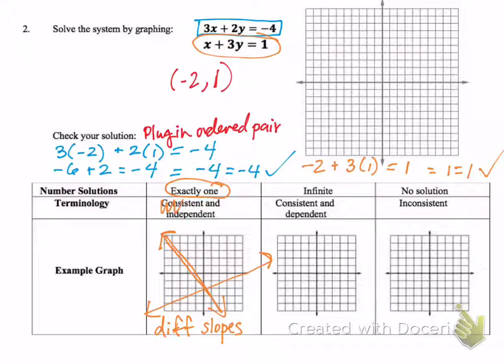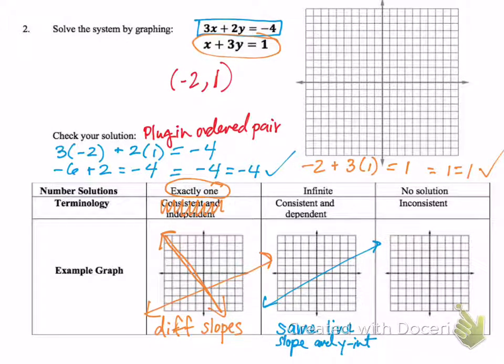And don't worry about the terminology. I'm not going to ask you anything about that. If something has infinite solutions, that means that they are the same line. So they have to have the same slope and the same y-intercept. So they would both be the exact same line.